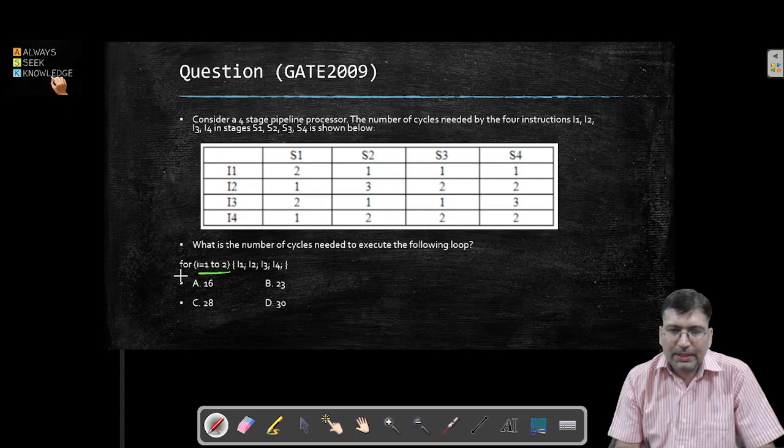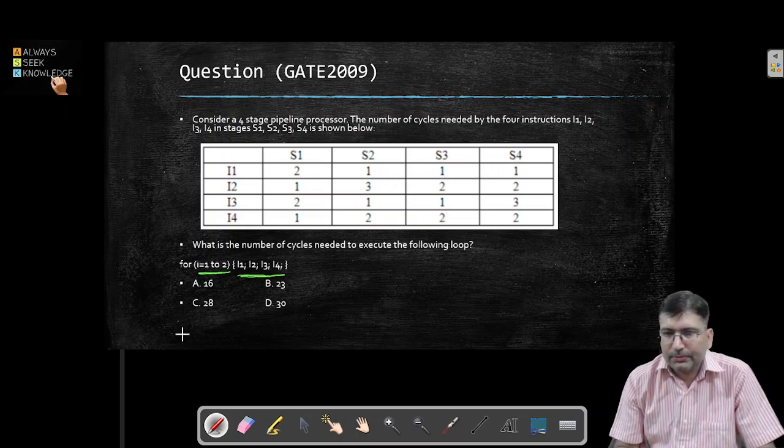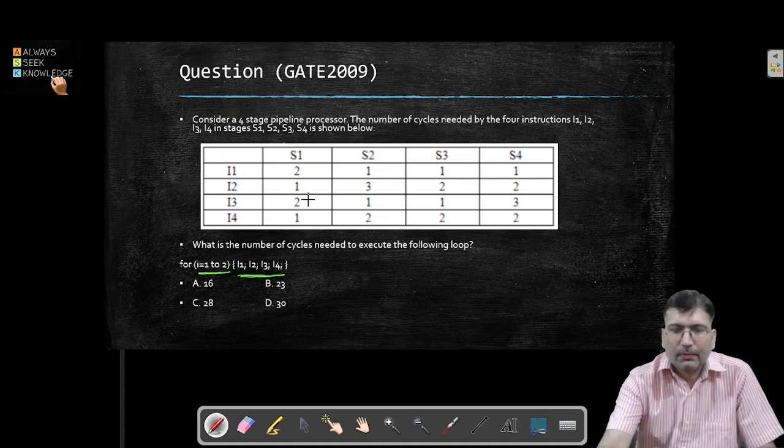That means this loop is executing 2 times and the body of the loop contains all these four instructions I1, I2, I3 and I4. The meaning is these four instructions will be executed twice and they are asking for the total number of cycles required to execute this loop. Let's discuss.